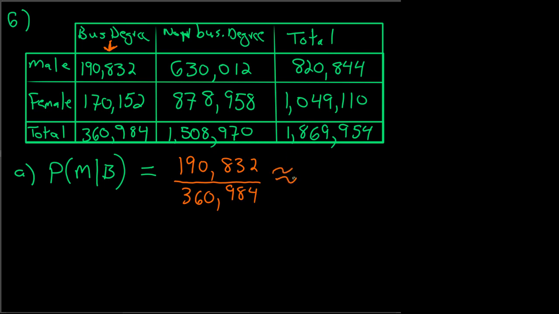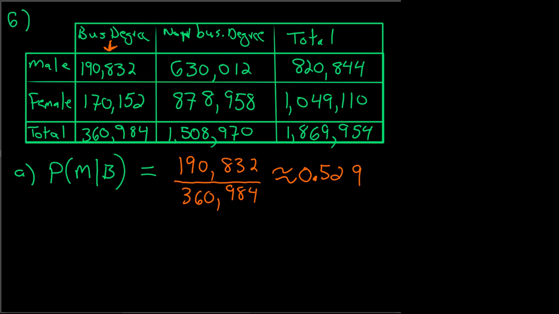And so running over to my calculator and rounding to 3 decimal places, which is what we want to do, I take 190,832 and I divide it by 360,984, and I get, rounding to 3 decimal places, a probability of 0.529.